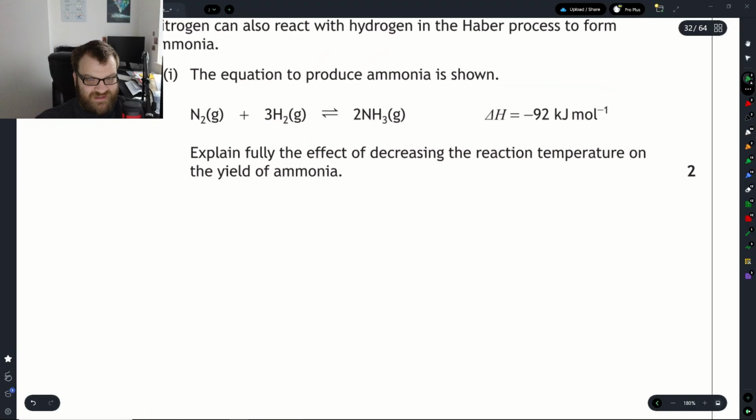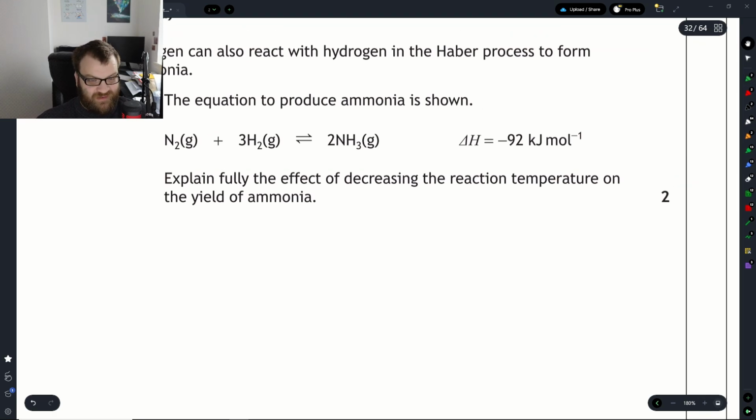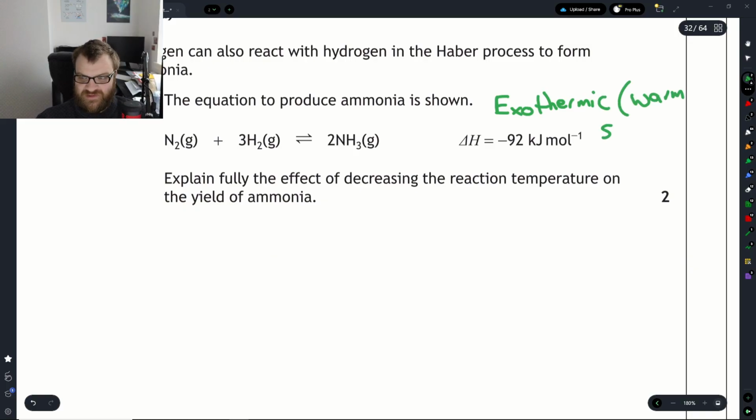Next one, we're asked about equilibrium, balanced reaction, and we're asked about the effect of decreasing the reaction temperature. Negative enthalpy change means this is exothermic. An exothermic reaction will warm surroundings.